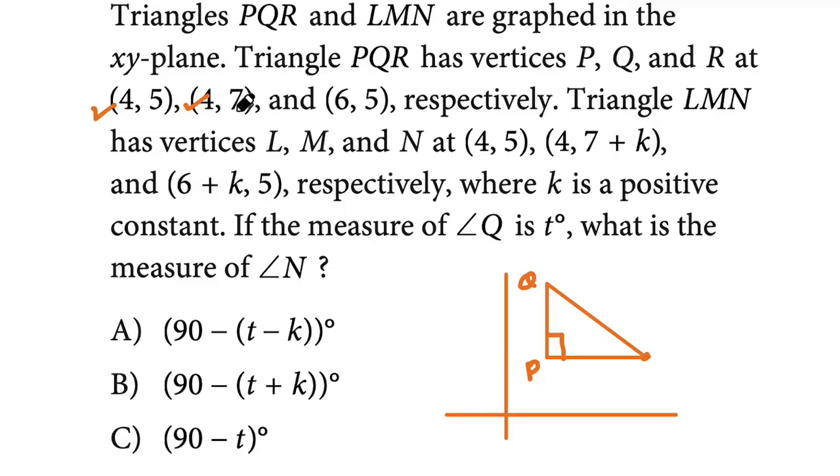Now the second concept. We are moving from 4, 5 to 4, 7. So 7 minus 5, that means this distance is 2. Again, we are doing 4, 5 and 6, 5. So this x coordinate is changing from 4 to 6, so this is again 2. So this triangle PQR is an isosceles right angle triangle.